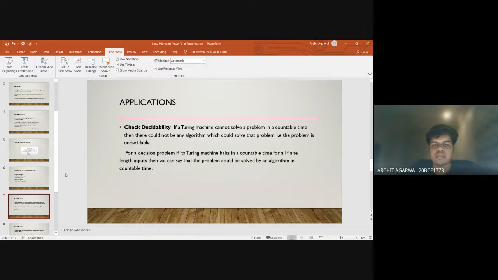Now coming to the applications, the first application would be to check decidability. So what does it mean? If a Turing machine cannot solve a problem in a countable time, then there could not be any algorithm which could solve that problem. That is, the problem is basically undecidable. Now, if the decision problem falls in a countable time for all length inputs, then we can say that the problem could be solved by an algorithm in that countable time.